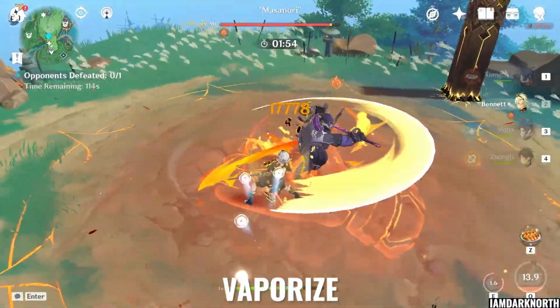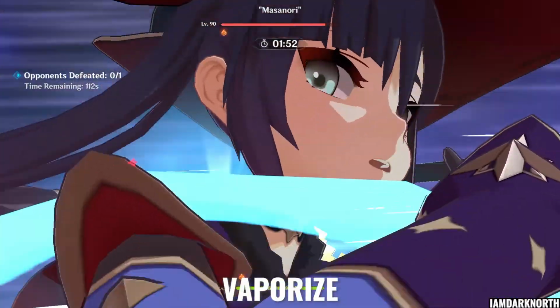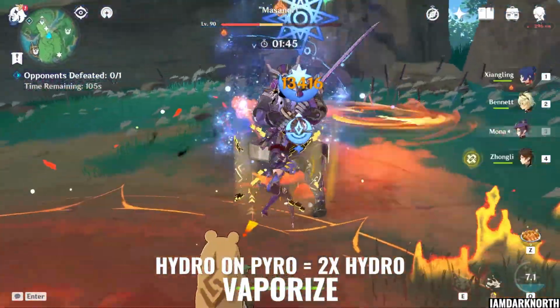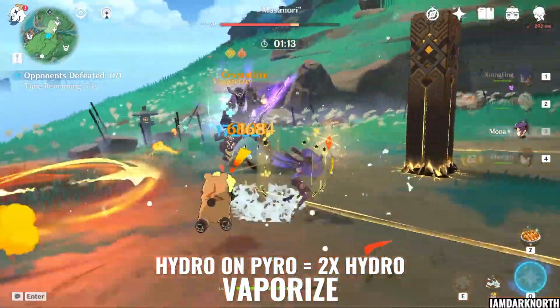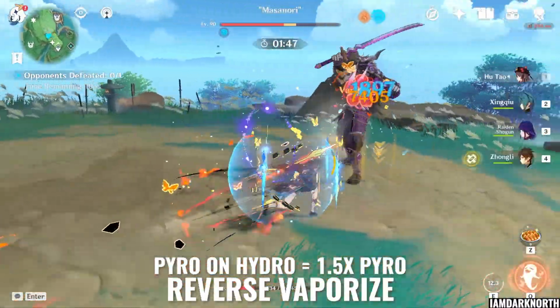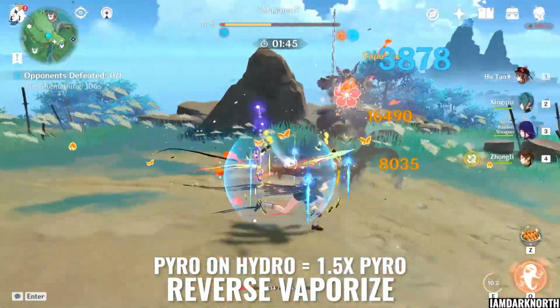Vaporize. Hydro and Pyro react, amplifying the damage of the attack that triggers it. Hydro on a Pyro affected enemy multiplies the damage of the Hydro attack by 2 times. Pyro on a Hydro affected enemy multiplies the damage of the Pyro attack by 1.5 times.